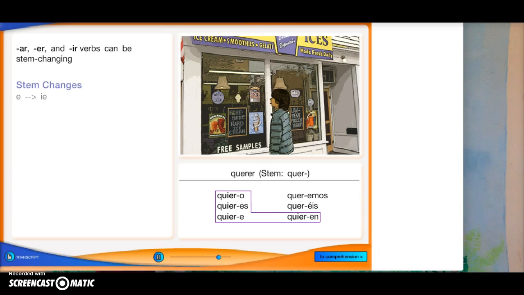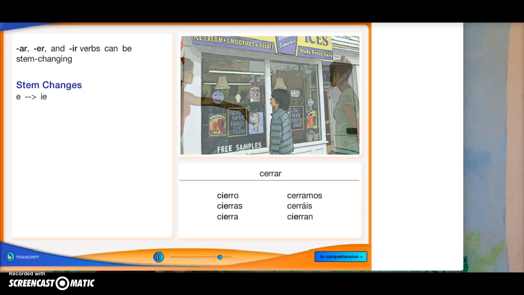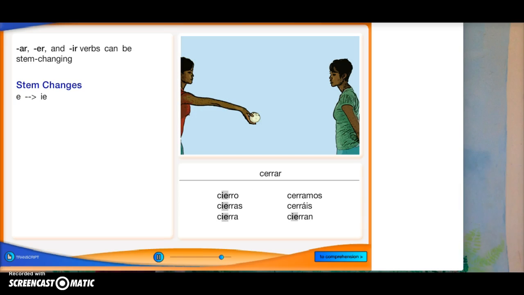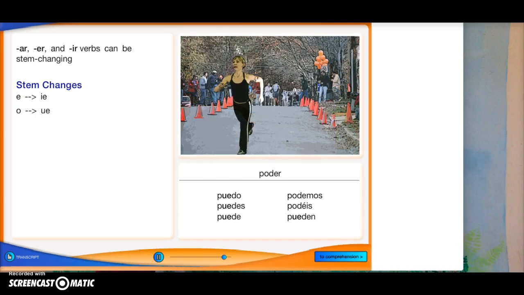Some common examples include cerrar, poder, and servir.